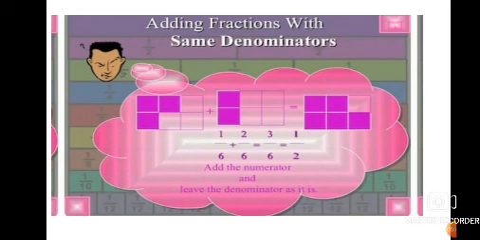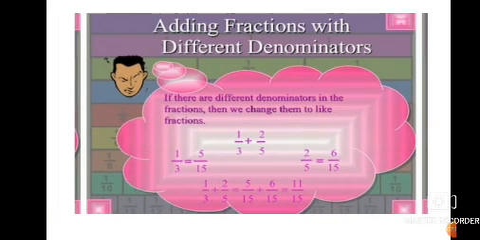Adding fractions with the same denominators. If you've got the same denominators, then it's very easy. We will simply add the numerators, and the denominator will stay the same. As over here, 1 plus 2 is 3, and because we've had the same denominator, 6 will be brought down the same. If we simplify 3 over 6, 3 times 1 is 3, 3 times 2 is 6.